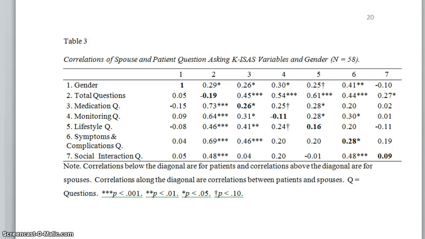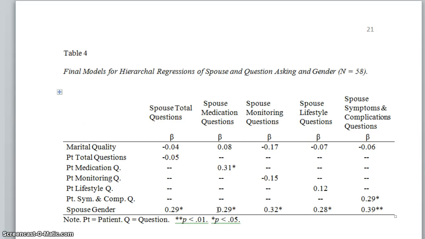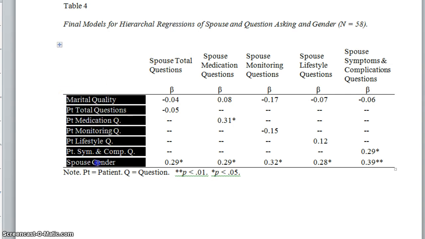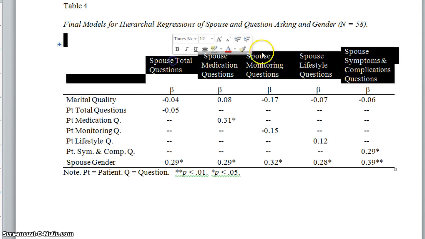Let's say you see a table such as this in your results section. We can see here the different variables: gender, questions, medication, monitoring. So these are all different variables. And in here we don't see an outcome variable. So this is the correlations. But if you find one here that has a word like regressions in it, then you'll be able to see the independent variables on this side and dependent variables on the top.